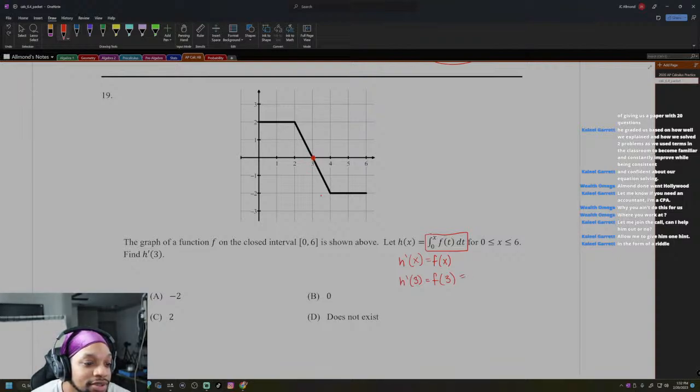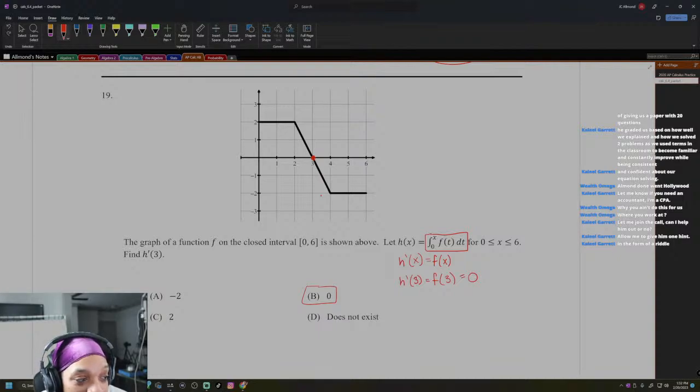Oh, I thought it was like 0 to 3. Yeah, it is, but it's the derivative of that though. That's where people don't be careful. Had they said find h of 3, that would have been something a little bit different.